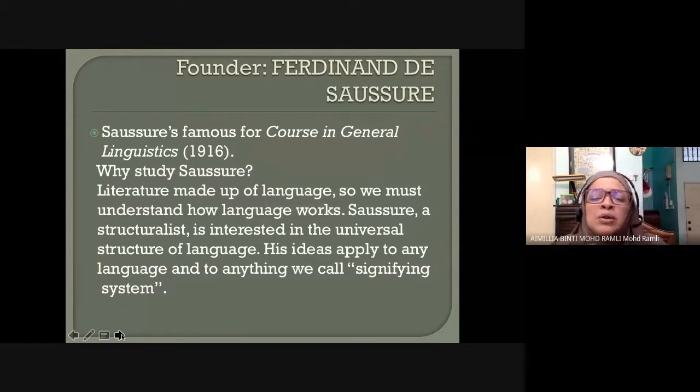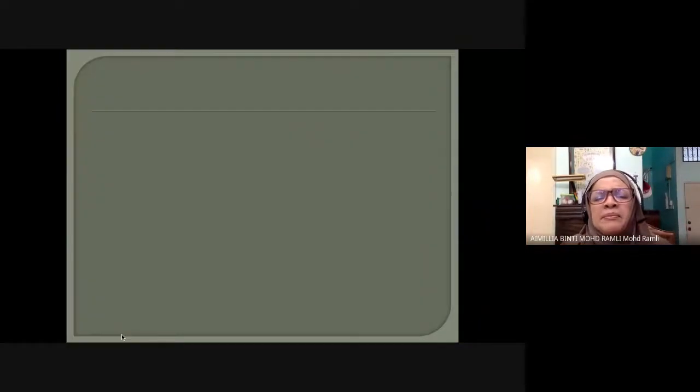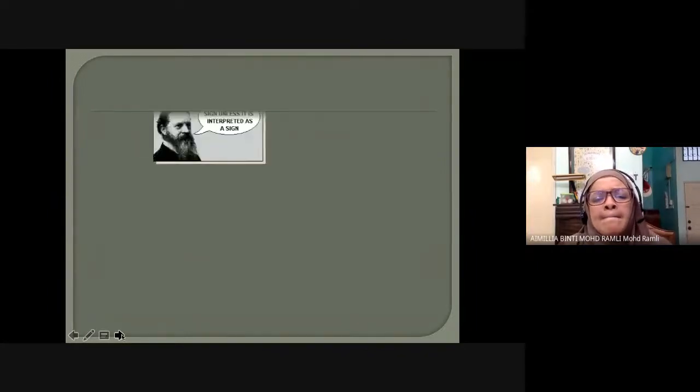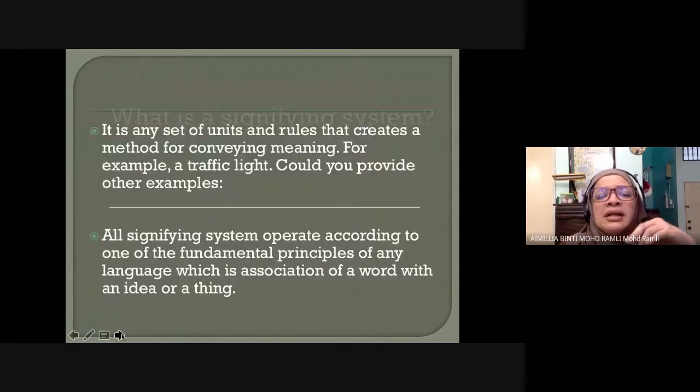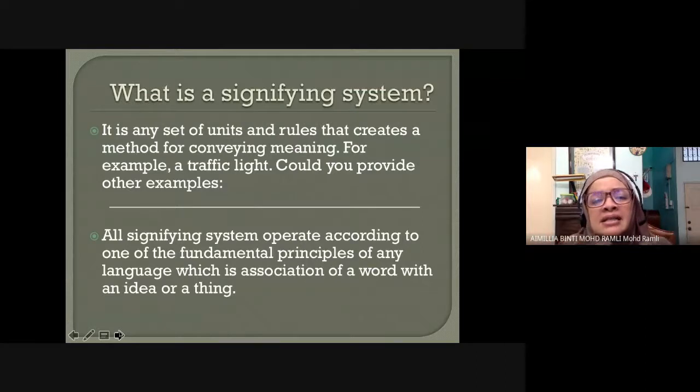So why study Saussure? Literature is made up of language, so we must understand how language works. Saussure, a structuralist, is interested in the universal structure of language. His idea applied to any language and to anything we call a signifying system. So he came up with this very interesting phrase, signifying system. What is a signifying system? It says nothing is a sign unless it is interpreted as a sign. Okay. So this is a signifying system. It is a set of units or rules that creates a method for conveying meaning.